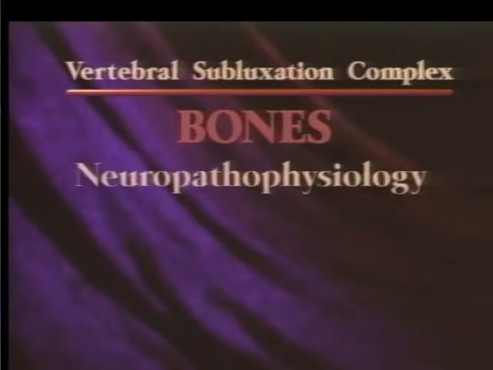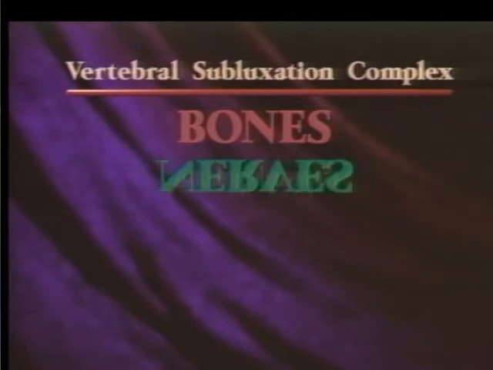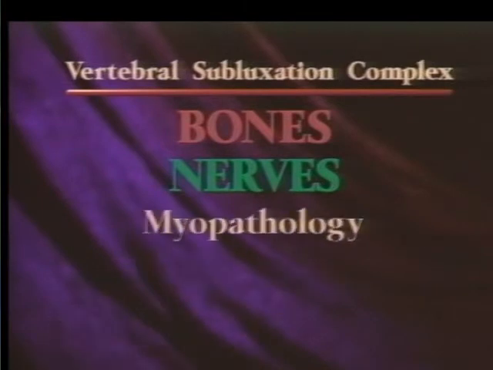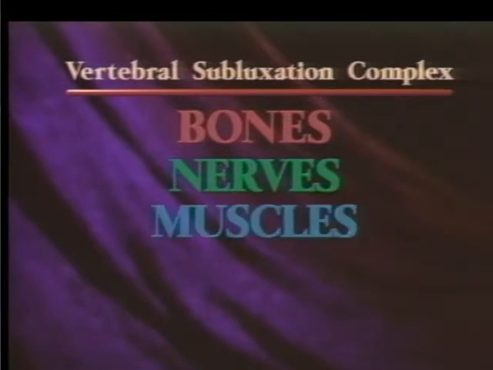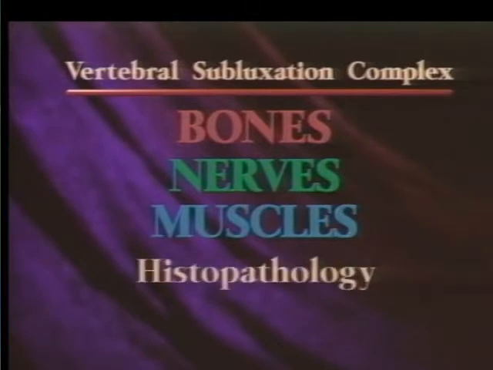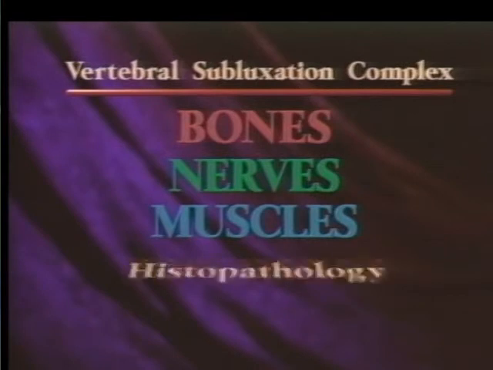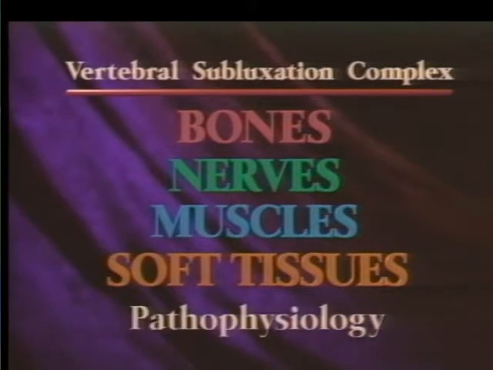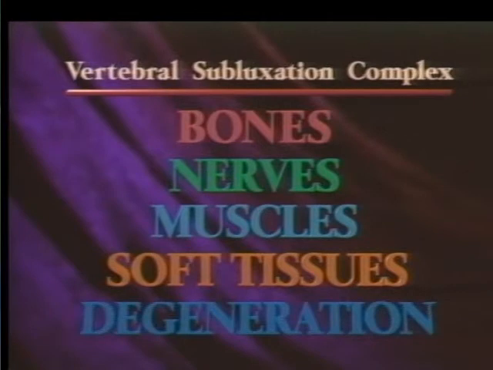Doctors call this neuropathophysiology. These malfunctioning spinal joints and nerves can cause muscle damage in the form of weakness, atrophy, spasm, and scar tissue. This is called myopathology. Damage to the discs between spinal bones, ligaments, connective tissues, and the resulting inflammation is referred to as histopathology. Finally, the joints and related organs and tissues begin a progressively worsening degeneration process. This is called pathophysiology. The vertebral subluxation complex can be the underlying cause of a variety of health problems.